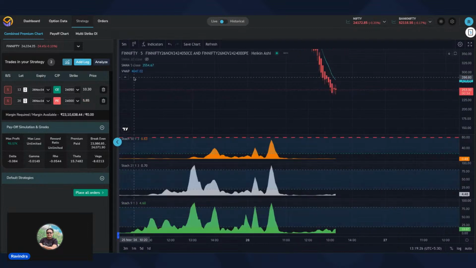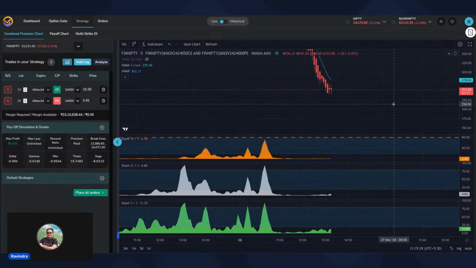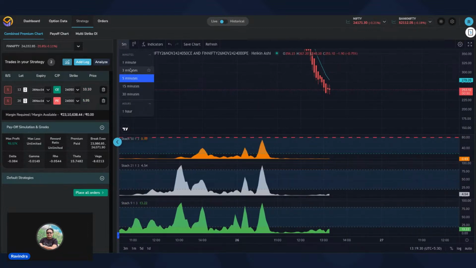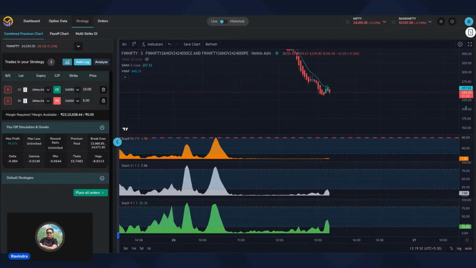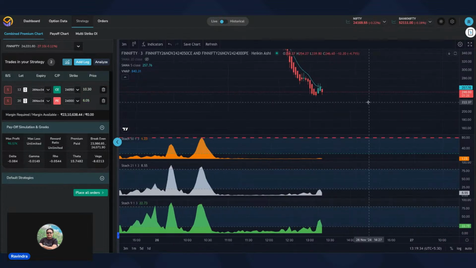Let's look at 5 minutes. 5 minutes is pretty much flat. So for now, I think I'll stay with 3 minutes. The reason is 5 minutes would be very late. By the time I react, we get into losses. So as of now, the trade looks okay. And as I said, I would be very cautious of any sudden spikes, which can happen.